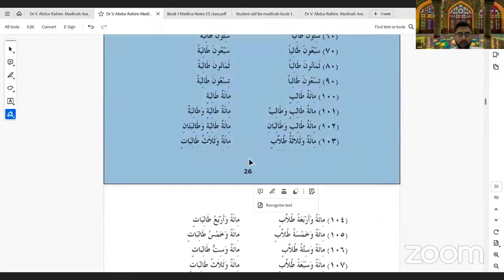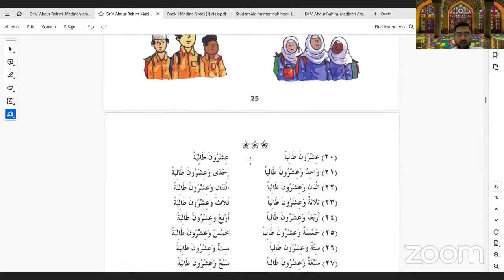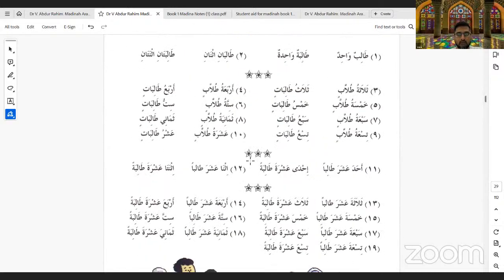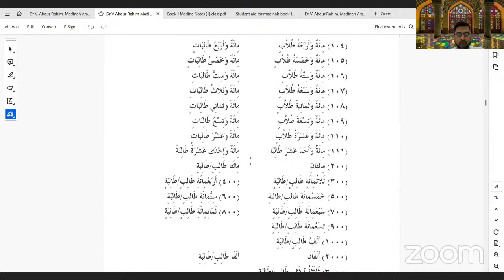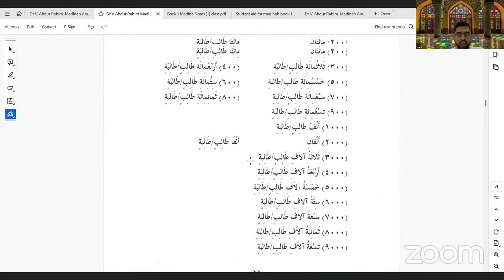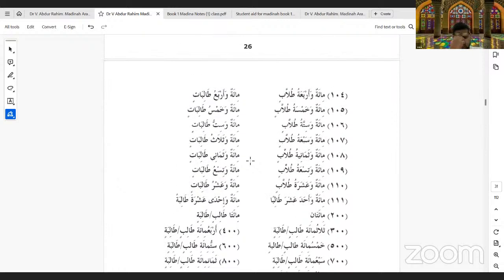So we did page 25 and 26. And we were going to do counting on page number 27. So Bismillah is a good kind of start. So here, what's happening now?